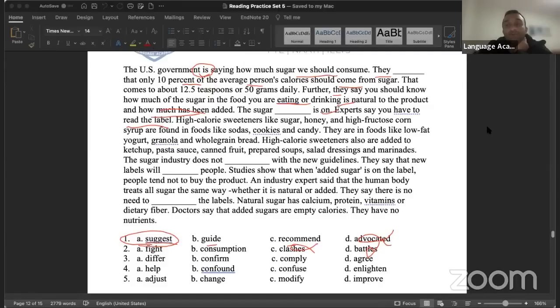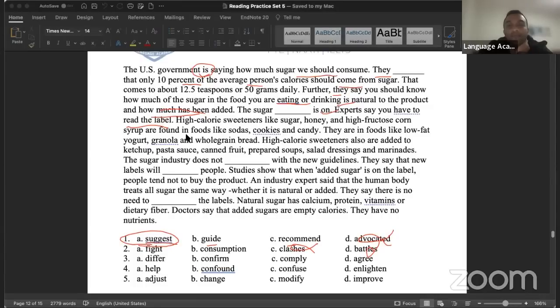Okay. For this one, the right answer will be the sugar consumption. All of you got it right. So that one will be consumption, because the sugar consumption is on. Again, this sentence does not make too much sense, but sometimes they will give you these kinds of questions. So the right answer here will be consumption.